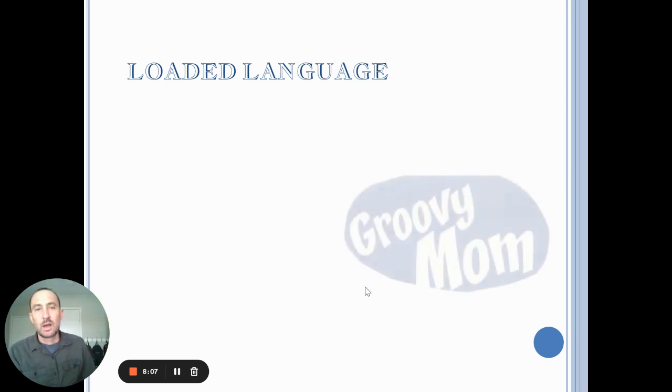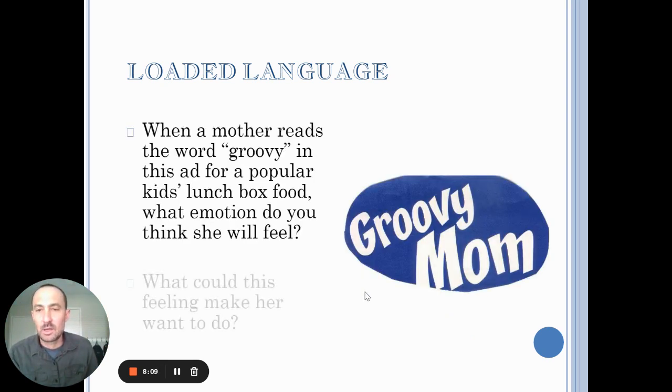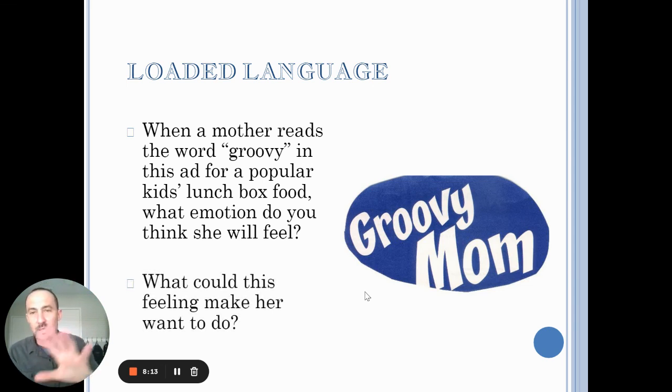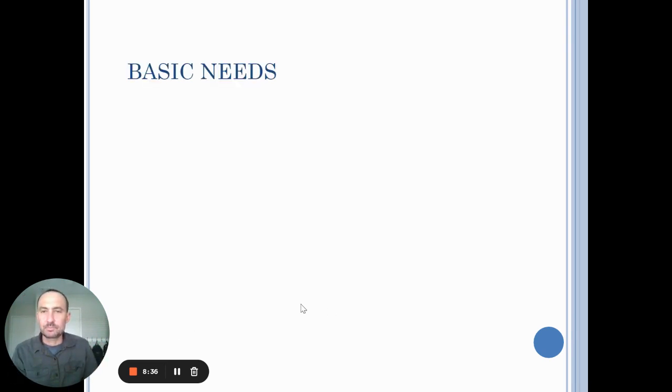Okay. Here's another example, like Groovy Mom. This was an ad on a kid's lunchbox food, like a Lunchable. The idea that, if I purchase this, then I too will be groovy. I too will be hip or in the scene. It's the idea that the mom feels like she is good because she is providing that for her child, so to speak, right? When that's not really how we gauge things.